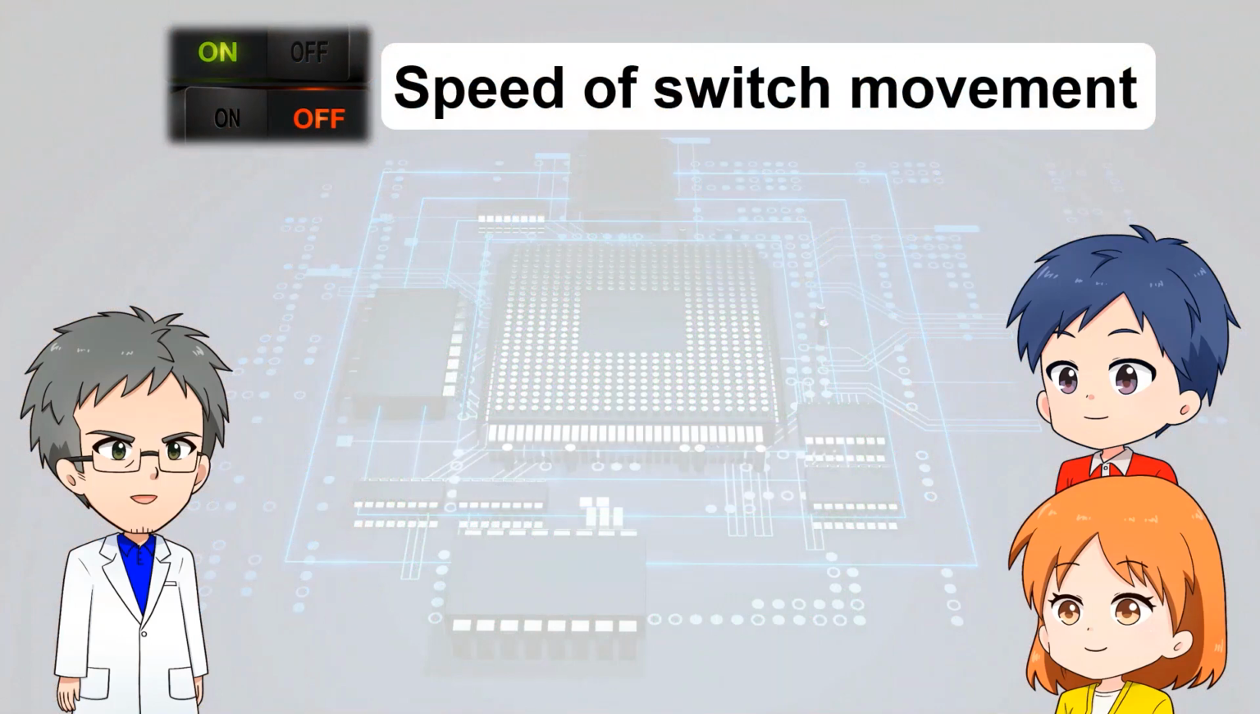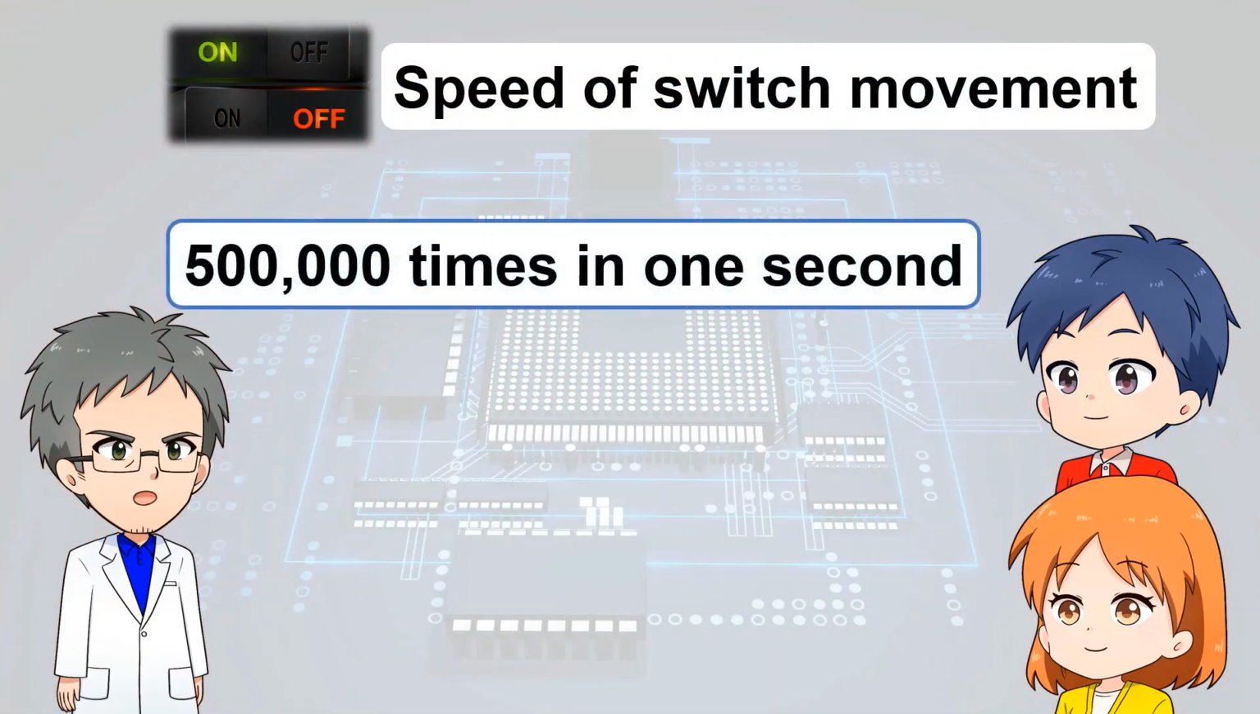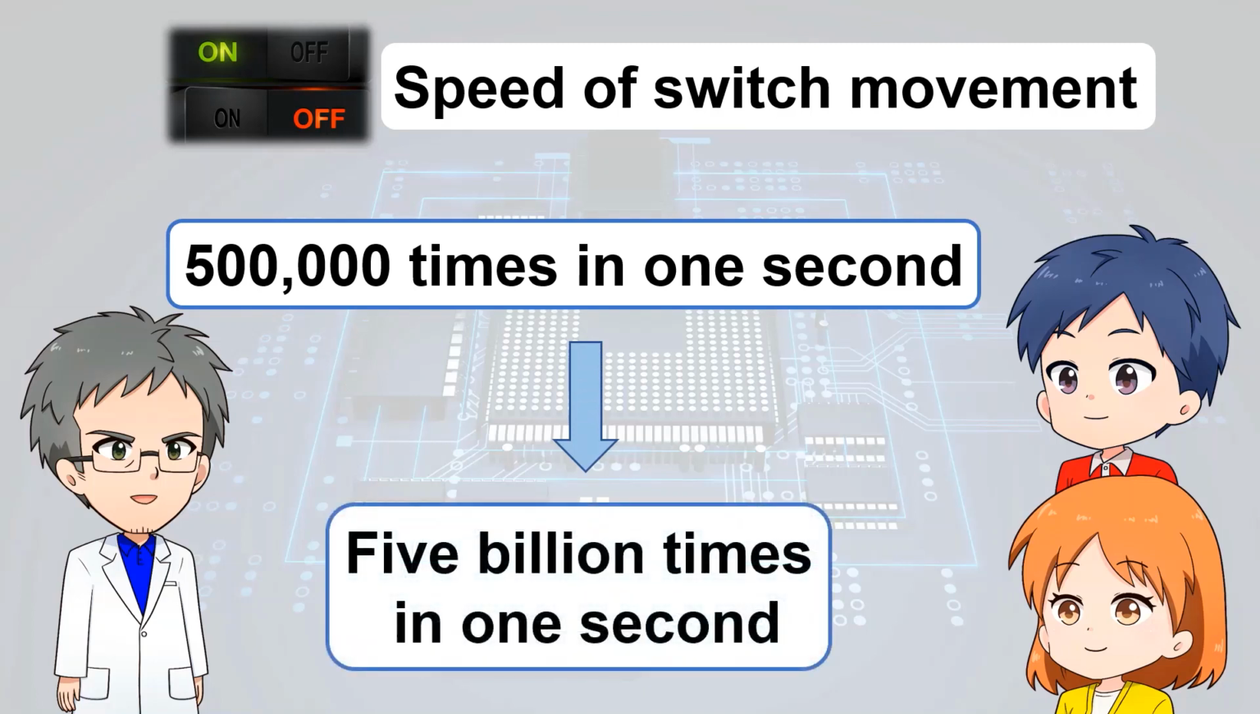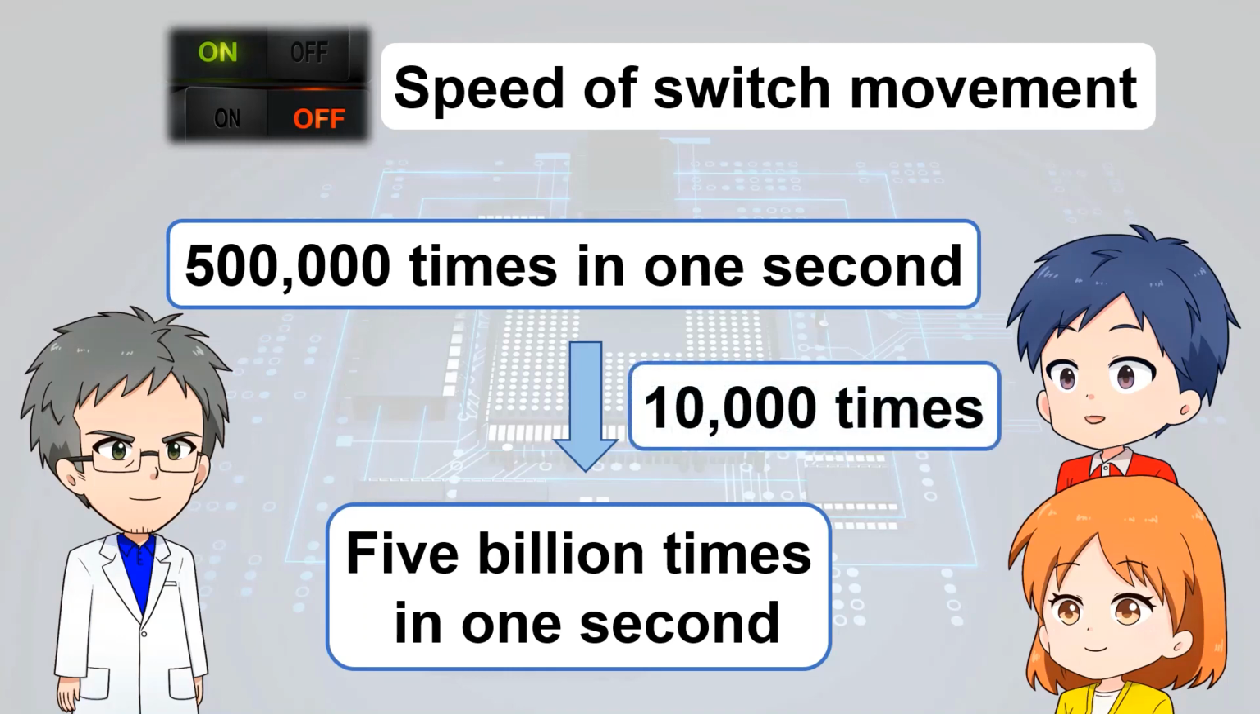In the early days, the switch moved at a speed of 500 kilohertz. It turned on and off 500,000 times in 1 second. I think that's plenty fast. How fast do they move now? They move at 5 gigahertz. That means it can turn on and off 5 billion times in 1 second. Wow! The speed is also 10,000 times faster than in the old days.